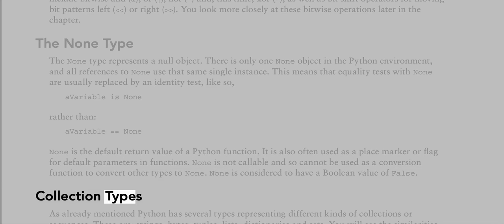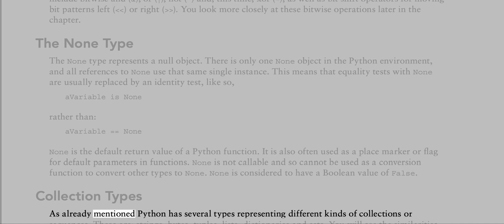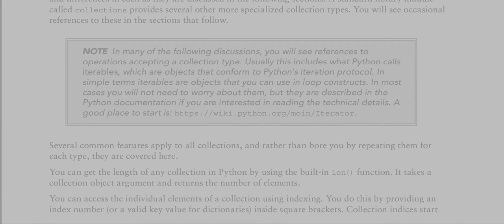Collection types. As already mentioned, Python has several types representing different kinds of collections or sequences. These are strings, bytes, tuples, lists, dictionaries, and sets. You will see the similarities and differences in each as they are discussed in the following sections. A standard library module called collections provides several other more specialized collection types. You will see occasional references to these in the sections that follow.